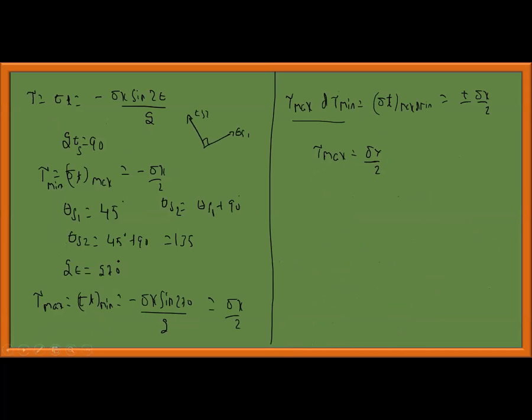Similarly, I can find the maximum value of shear stress by substituting 2 theta equal to 90. Sin 2 theta becomes 1, and the maximum or minimum value, the magnitude remaining the same, is equal to sigma x by 2 and minus sigma x by 2, which we have found out. Now, what is the purpose of finding it?